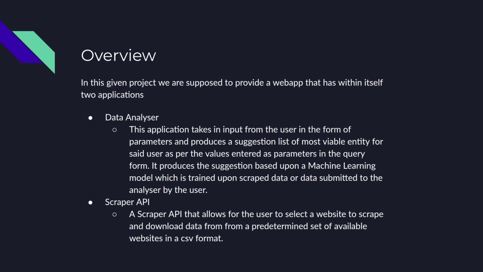So this is the general overview of the web app, which is that in the given project we are supposed to provide a web app which has two applications, a data analyzer and a scraper API. A data analyzer is an application that takes in input from the user in the form of parameters and produces a suggestion list of most viable entity for said user as per the values entered as parameters in the query form. It produces the solution based upon a machine learning model which is trained upon scraped data or data submitted to the analyzer by the user.